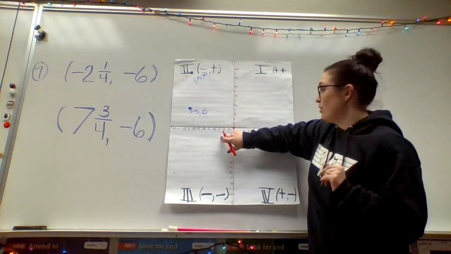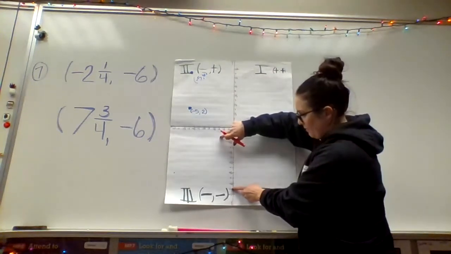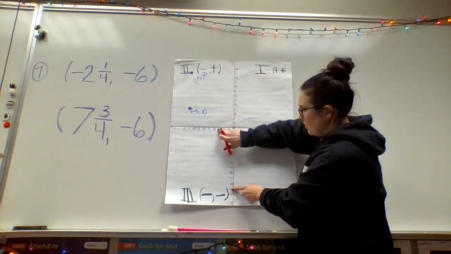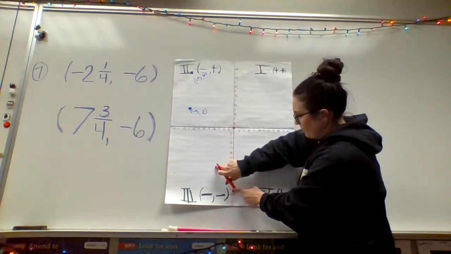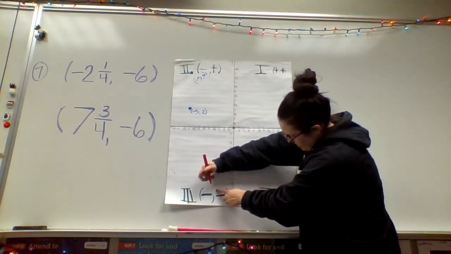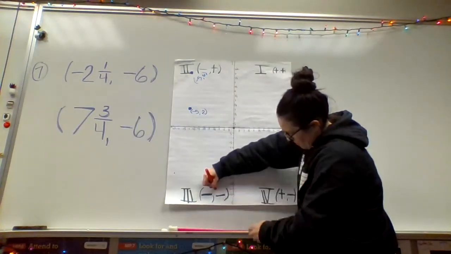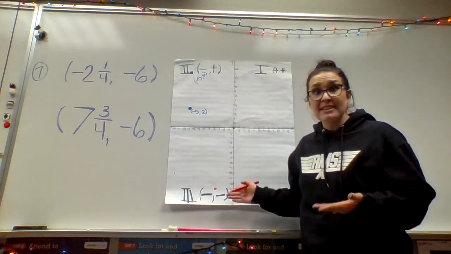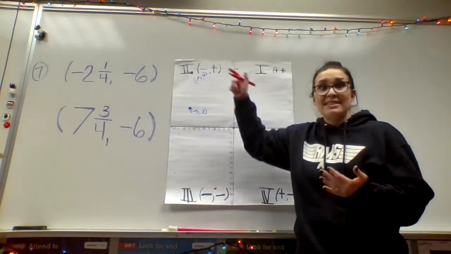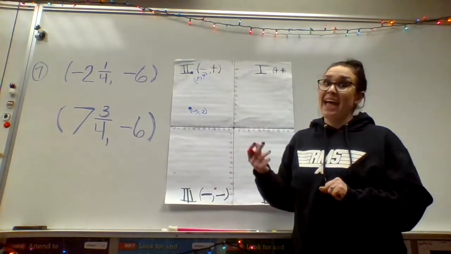And then I go down to 6. 6, luckily I have right here. Okay, so I'm going to follow this down to right about there. Okay, and again, my friends, that point right there represents that -2 and 1/4 and then -6.